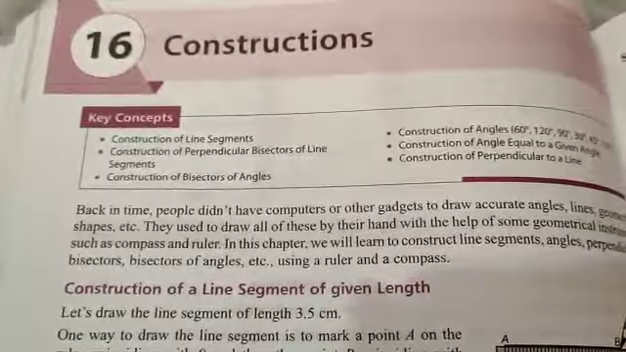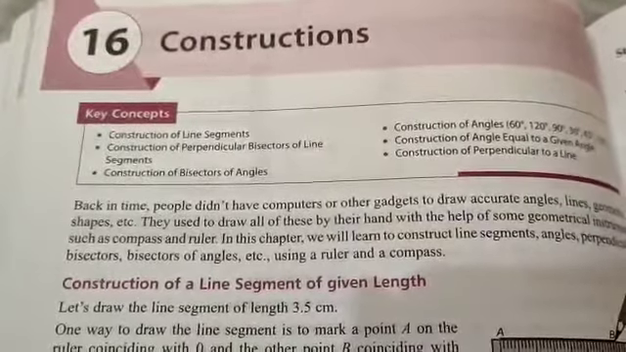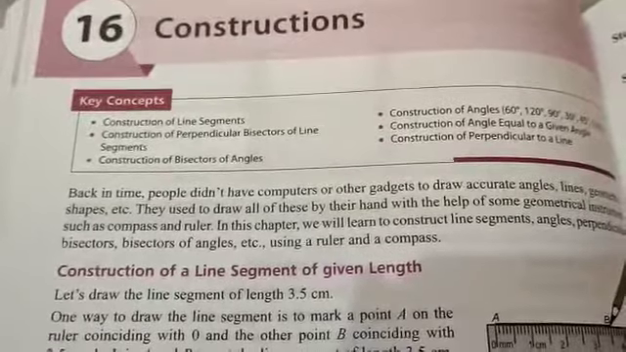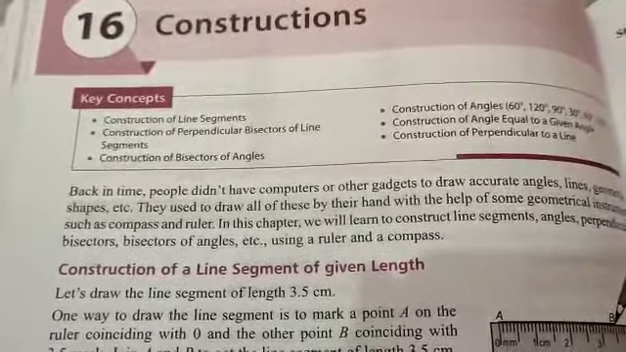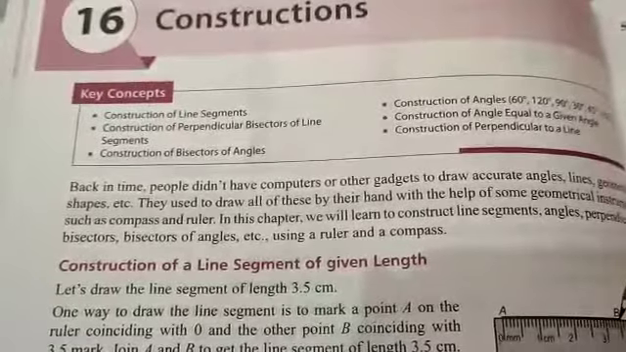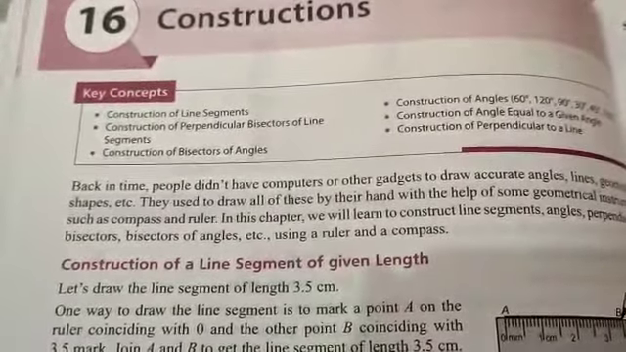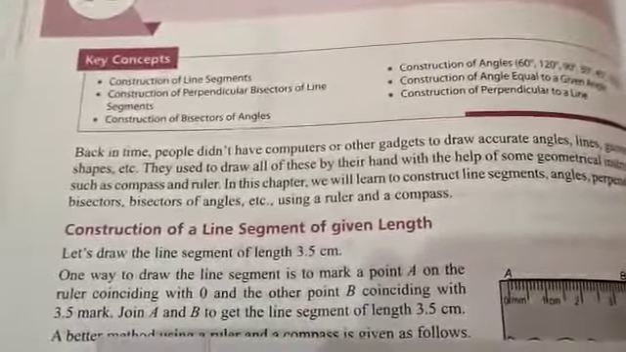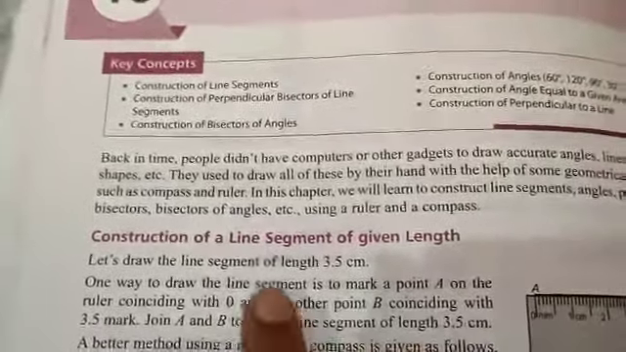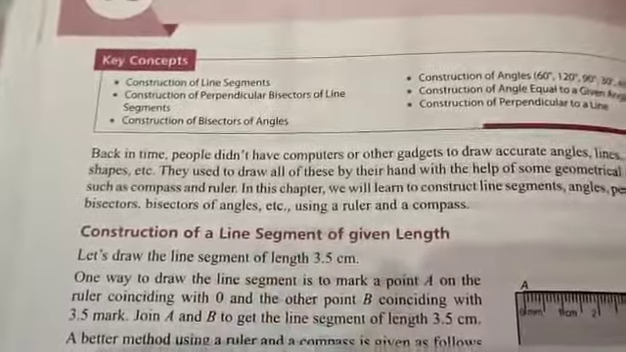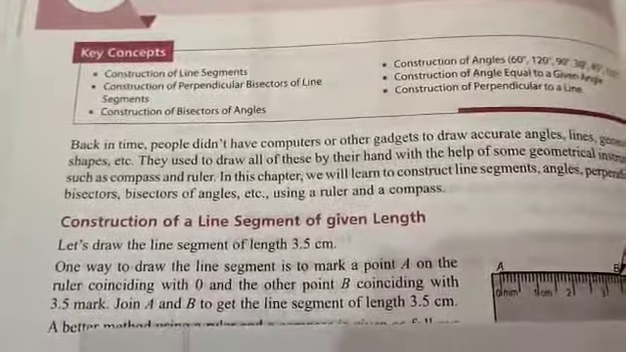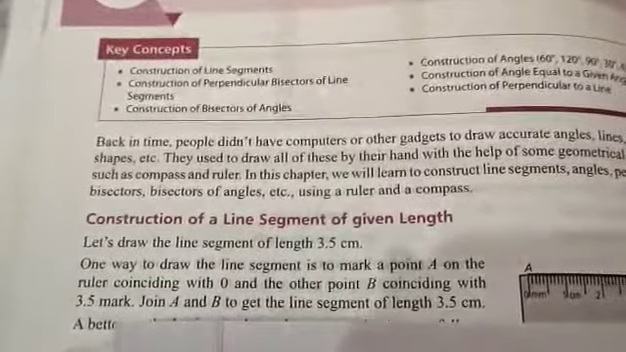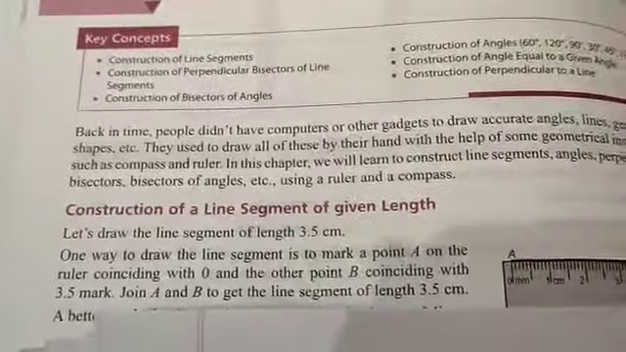Today we will start with chapter number 16, Construction, in which the first topic is how to construct a line segment of the given length. So today I am going to tell you how to draw a line segment of a given length. In this book, the first example is how to draw a line segment of length 3.5 centimeter. I am going to take the same, that is, how you will draw a line segment that measures exactly 3.5 centimeter.